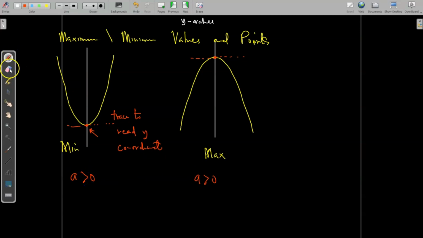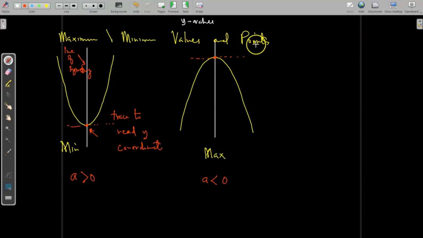But when a is less than 0, we expect it to be maximum. When a is greater than 0, we expect it to be minimum. And finally, remember the white line is my line of symmetry. So that is about the maximum or minimum values.